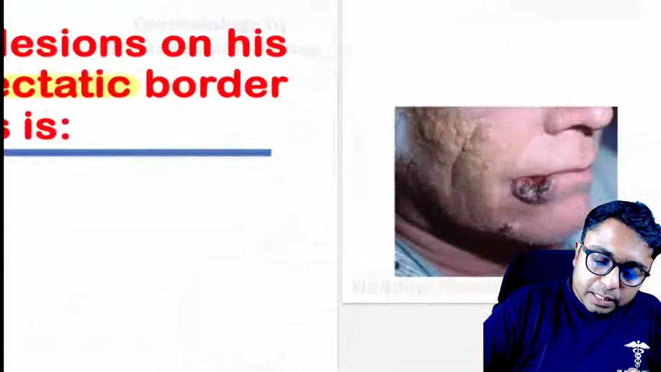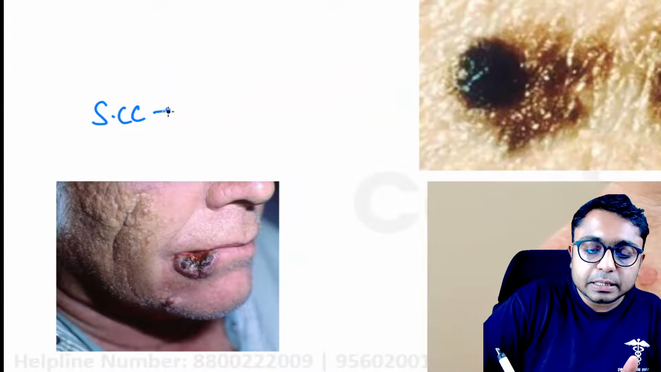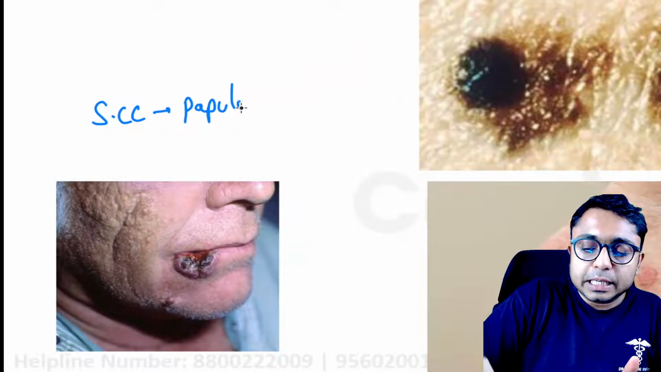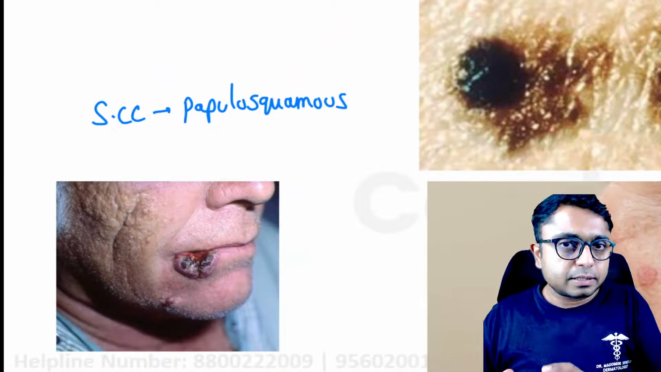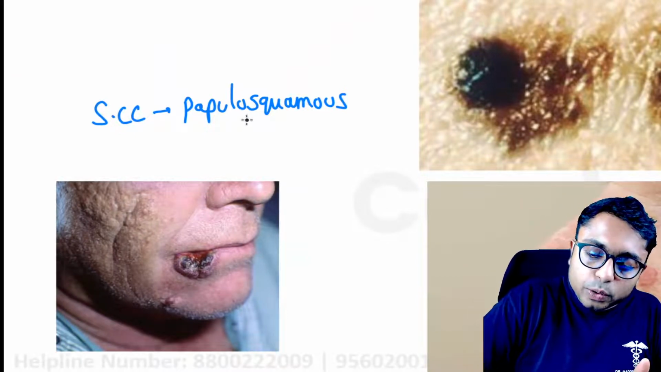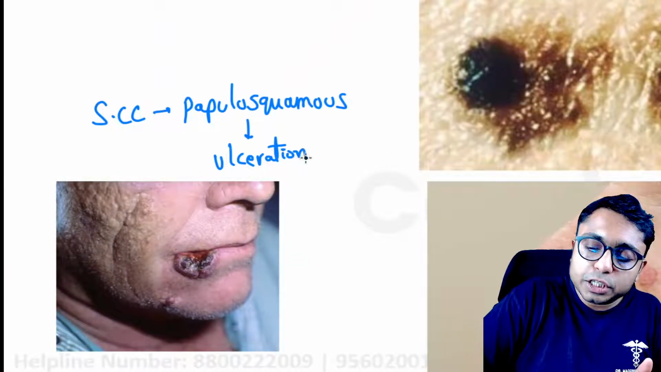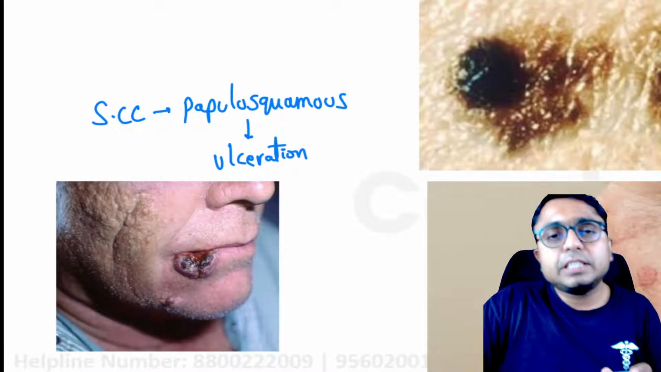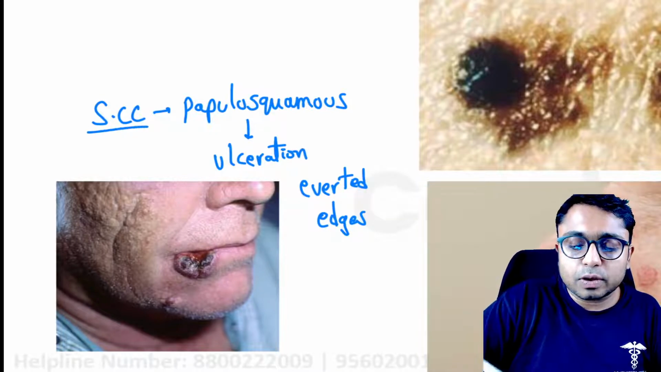Next, we have squamous cell carcinoma. Just remember, it is going to present as a papillosquamous lesion initially, that is, it will present as papules or plaques over the face, sun exposed areas, associated with scaling. But ultimately, it is going to undergo ulceration, and it is going to have everted edges. Okay, this is about squamous cell carcinoma.